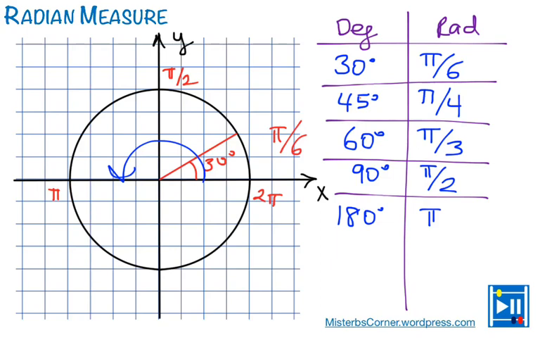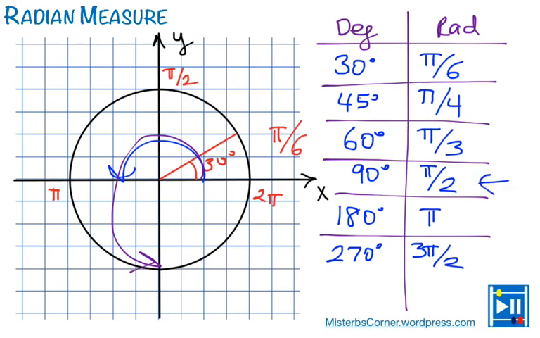So this is pi, and of course we cannot miss 270 degrees, which is 3/4 of the full turn. So 270 degrees, that is 3 pi over 2, because it is 3 times 90 degrees. So it's 3 times pi over 2, which is 3 pi over 2. And the full turn, as we said before, is 2 pi.